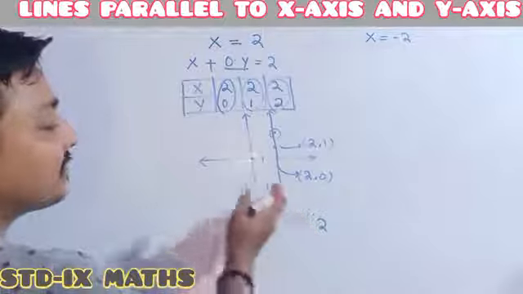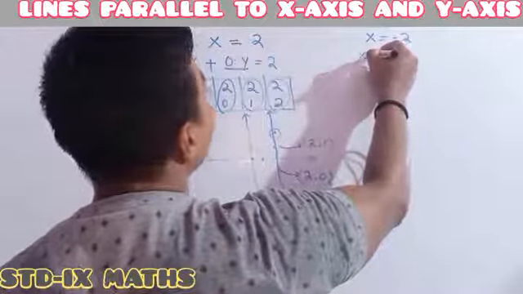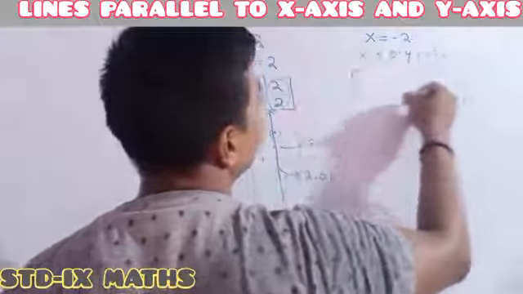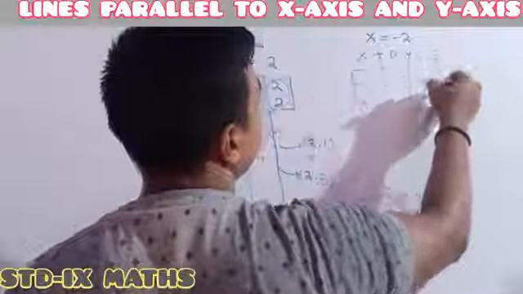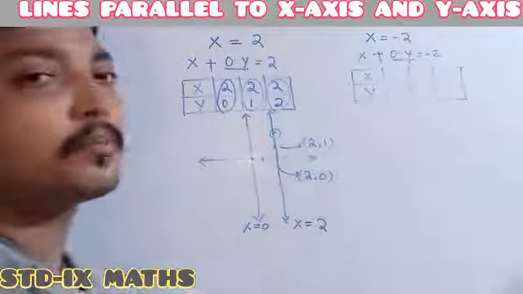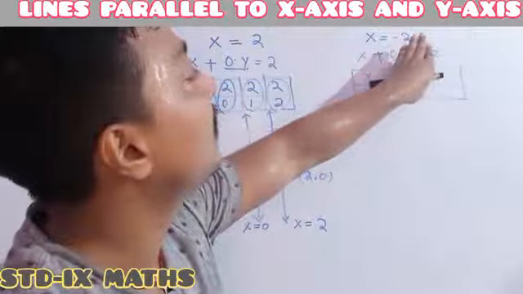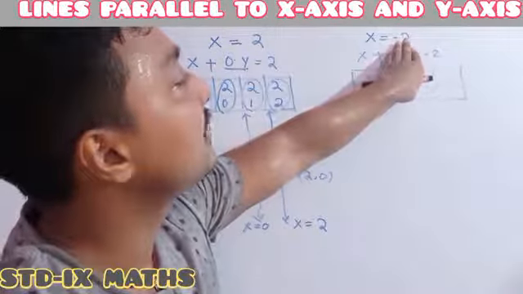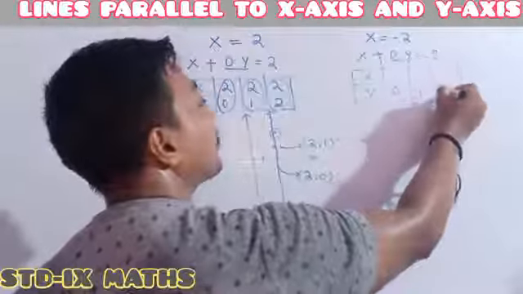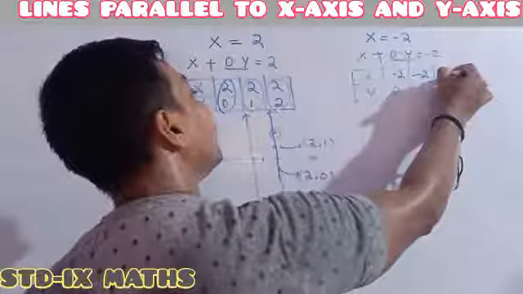Now I am showing you x is equal to minus 2, how it is on the left side. See, x equal to minus 2 means x plus 0 into y is equal to minus 2. In the same way, here it is x, here it is y. As y is multiplied with 0, whatever value of y you choose, the x value will always be minus 2, because this term is always 0. So I am taking the y value 0, then 1, then 2. For which x is equal to minus 2, here it is minus 2, here it is minus 2.